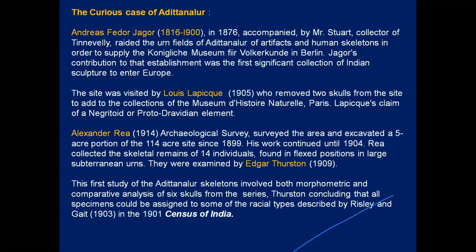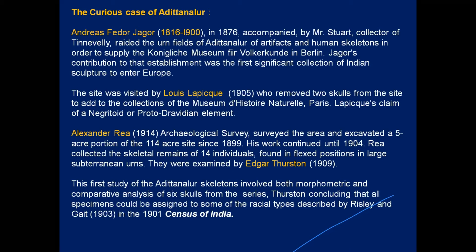So when we talk about the first case, Jagor excavated in 1876. He, with Stuart, raided the site. So it's not an excavation; it's a raiding, going there and trying to take out whatever is there. They raided the urn fields of Adichanallur and took artifacts and human skeletons to supply the museum in Berlin. So Jagor's contribution was the first significant collection of Indian skulls to enter Europe. That was the first time material went out of India, to Berlin.